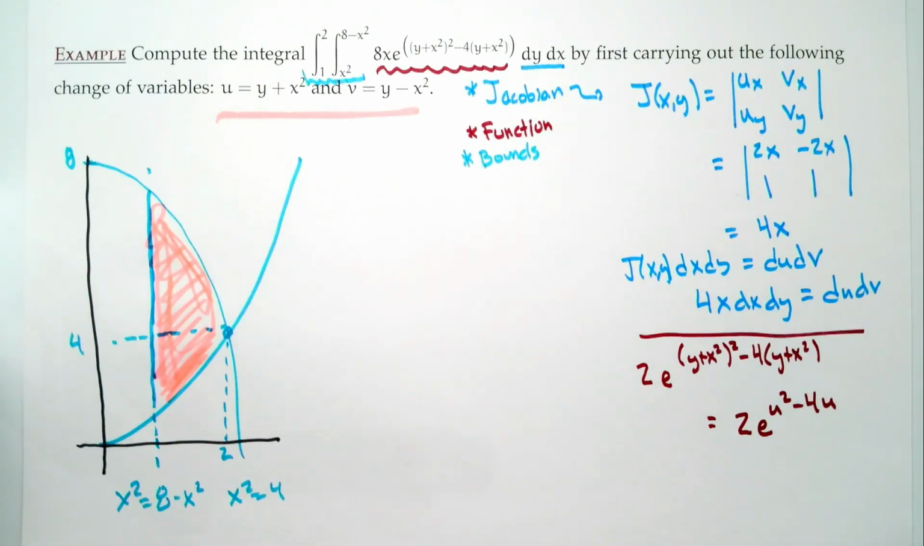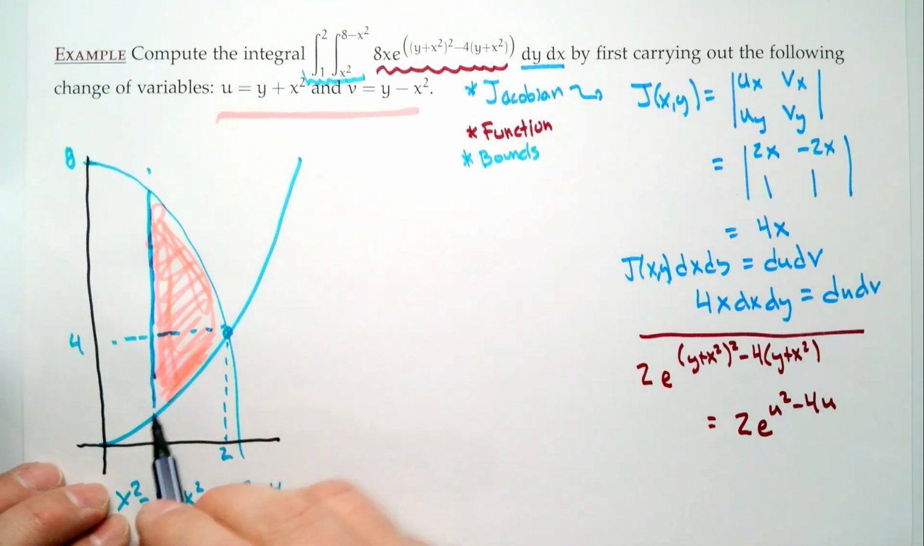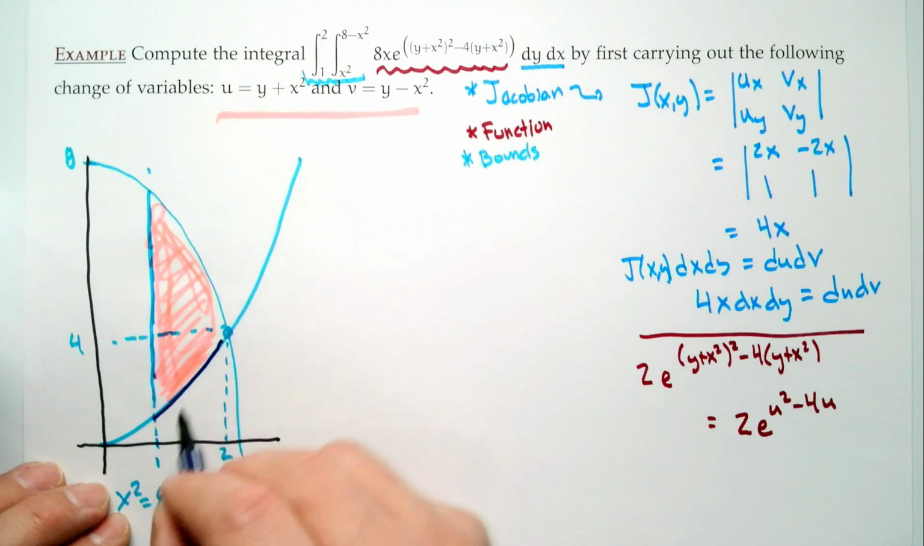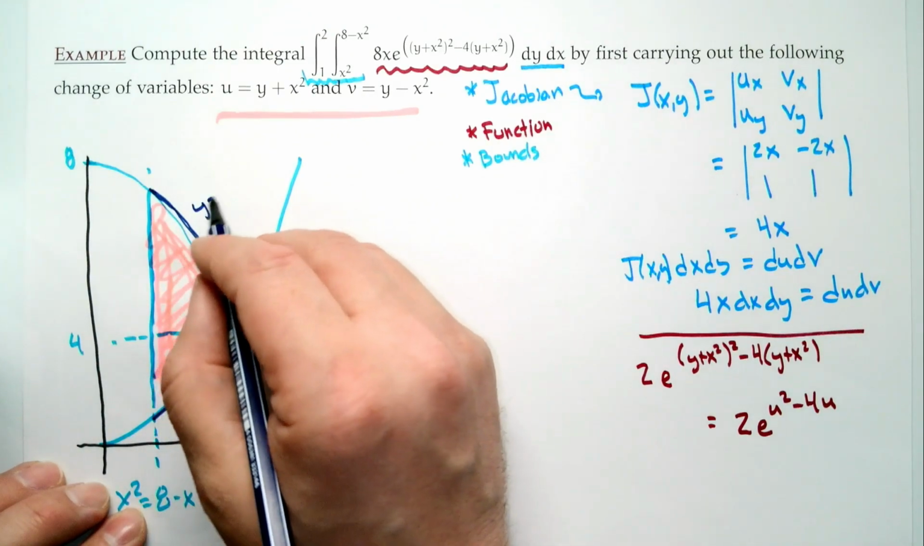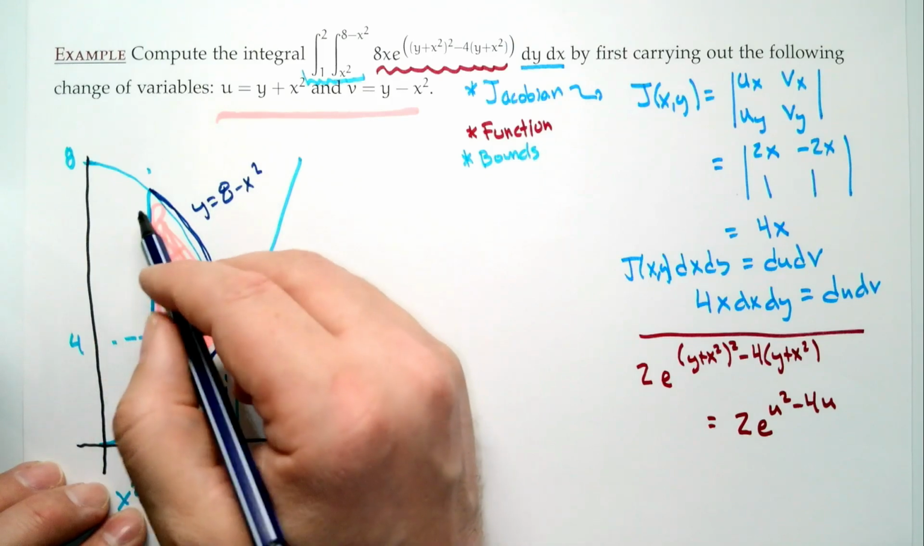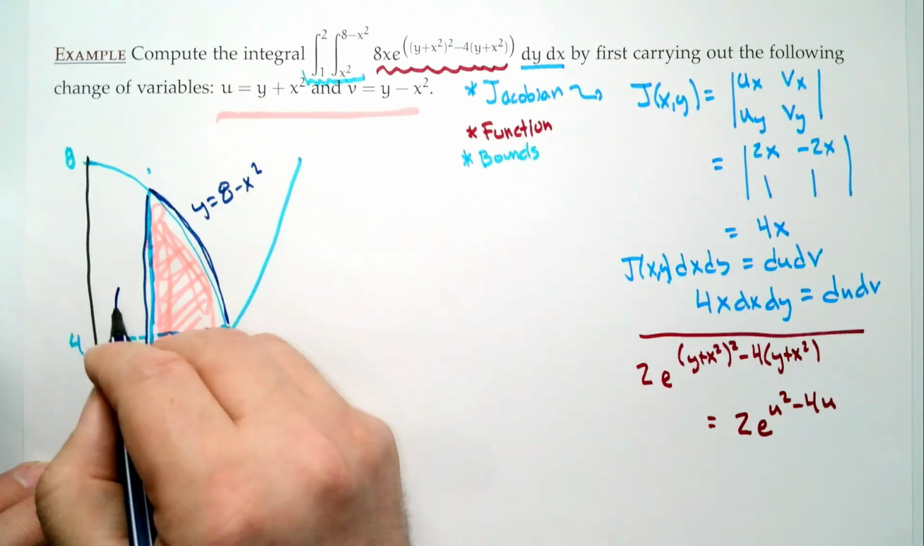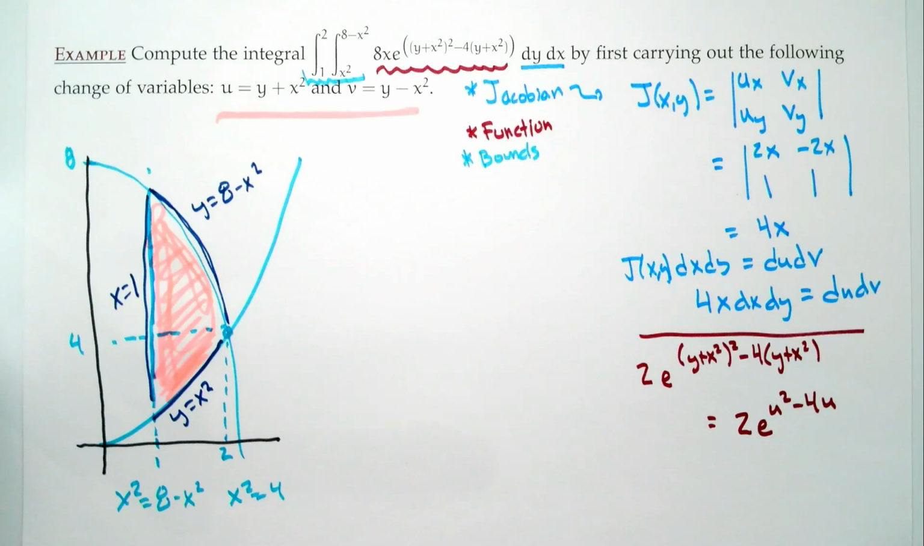What I want to do is figure out what my new region is in terms of u and v. To figure that out, I'm going to go through and look at each one of my curves. So what are the curves? Downstairs, the bottom curve is y equals x squared. Upstairs, the curve is y equals 8 minus x squared. And on the left-hand side, you have x equals 1. Those are my 3 curves which bound my current region. Whatever those transform into are going to be the 3 curves which bound my region in the UV plane.